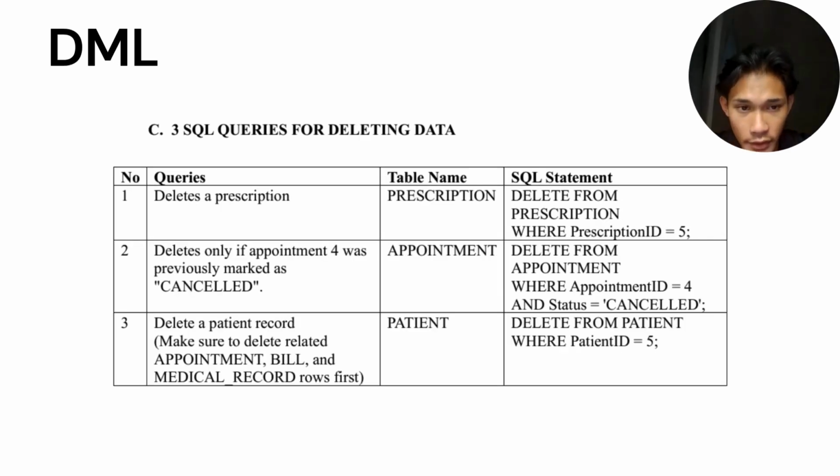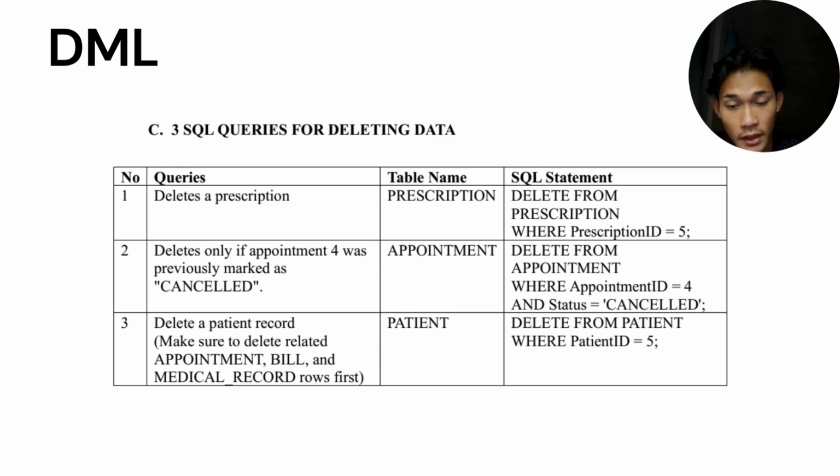So based on the project guideline, I'll have to add a minimum of 3 SQL queries for data deletion. So for the first query, delete a prescription, easy. For the second query, delete only if appointment was previously marked as cancelled, delete where appointment equal to 4 and status is equal to cancelled. And third query, delete a patient record.